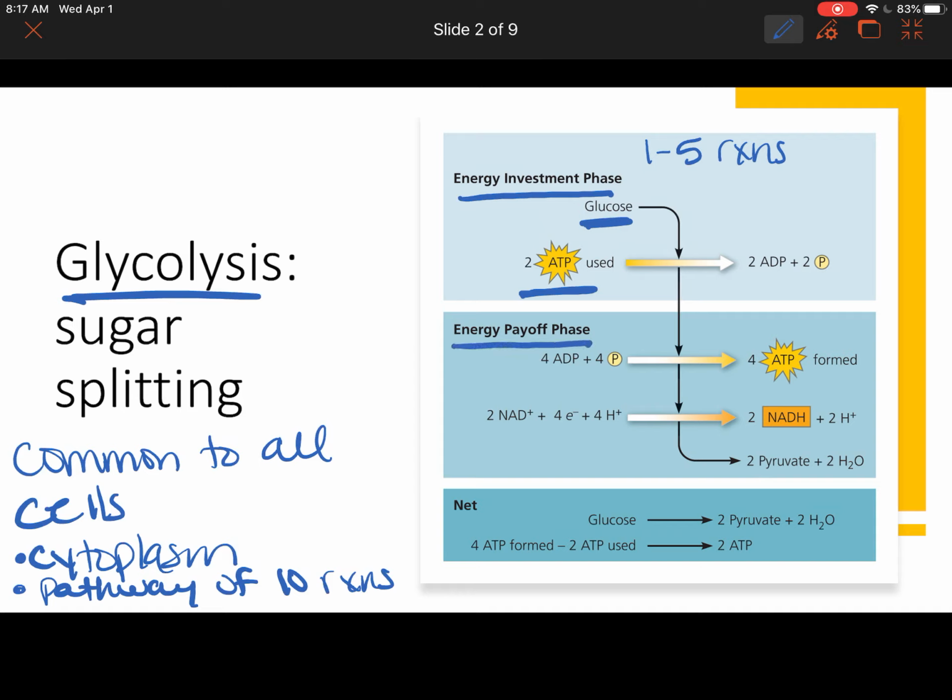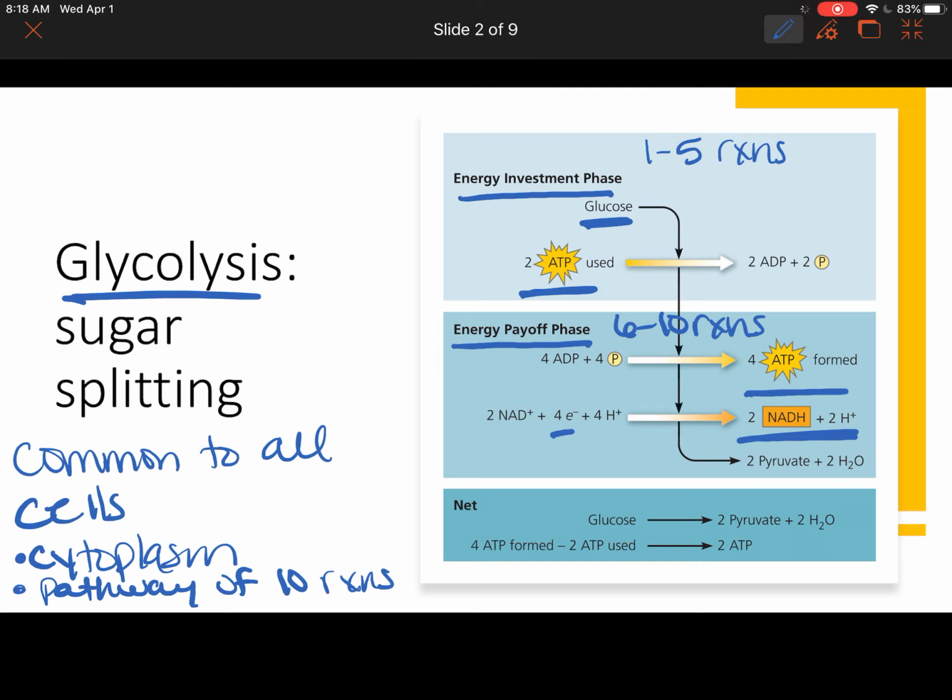The next phase of glycolysis is the energy payoff phase, and that's reactions 6 through 10. Now notice that in reactions 6 through 10, we make some ATPs, we make some NADHs. Now remember, what's NADH? NADHs are those electron transport molecules that we talked about in lecture 1. NADH has been reduced, meaning it has picked up electrons, and now it's going to carry those electrons to the electron transport chain in the mitochondria. And remember, electrons are synonymous with energy.